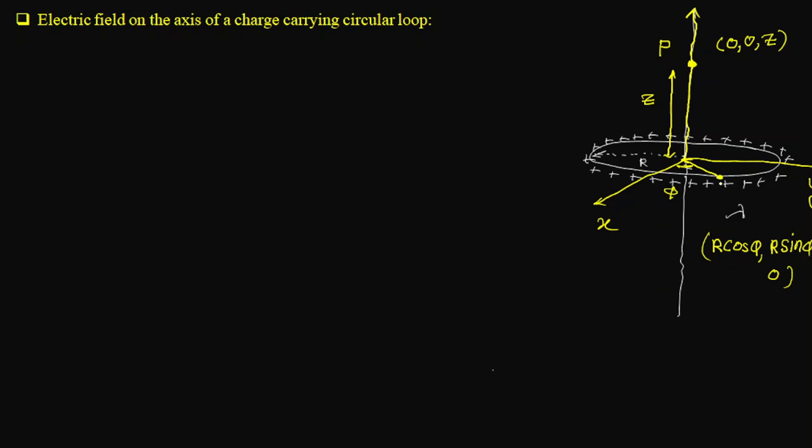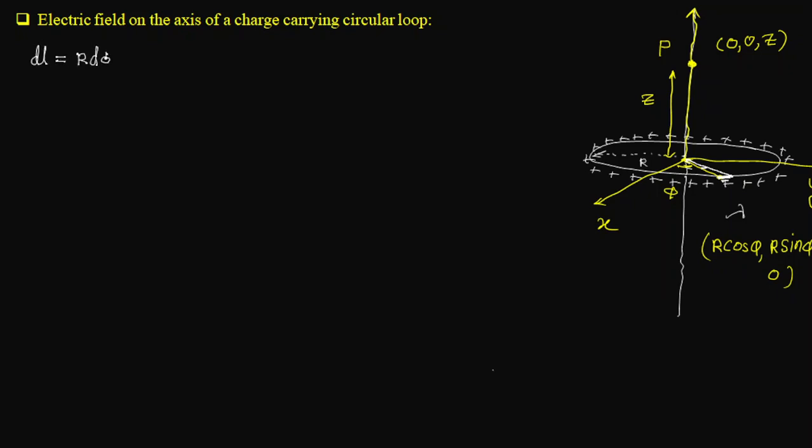Then we have to consider an elementary length. For that, we increase phi by a small angle d phi. Then there will be a small length along the direction of phi, and that is called the elementary length. In this case, what will this elementary length be? This angle is d phi, and the distance of this point from the center is r, so this length will be r d phi. So the elementary length dl will be r d phi.